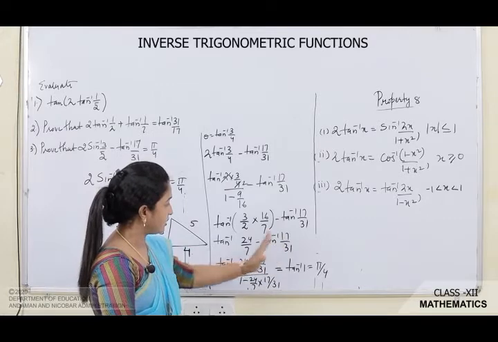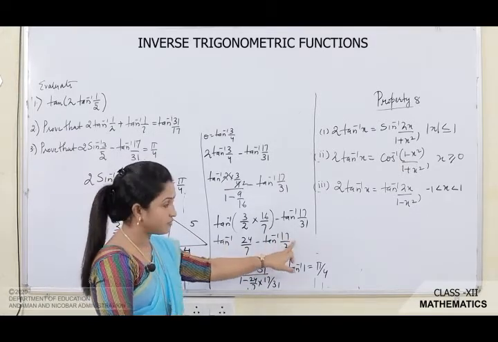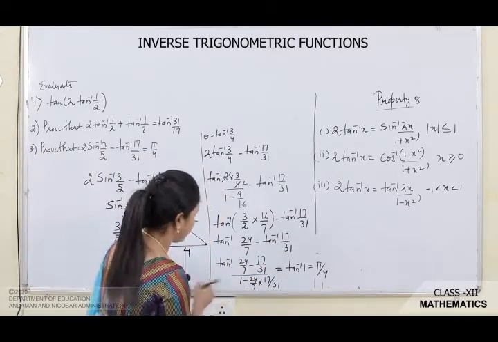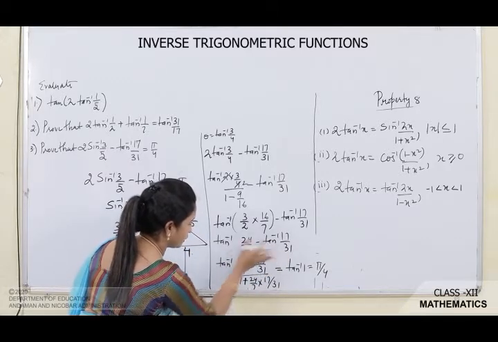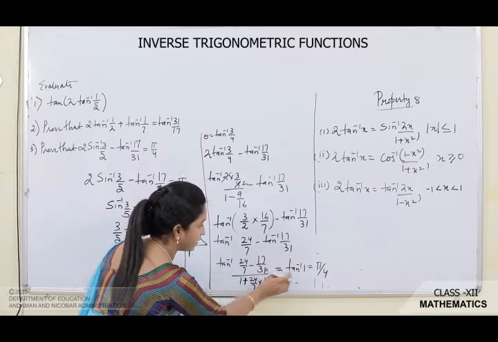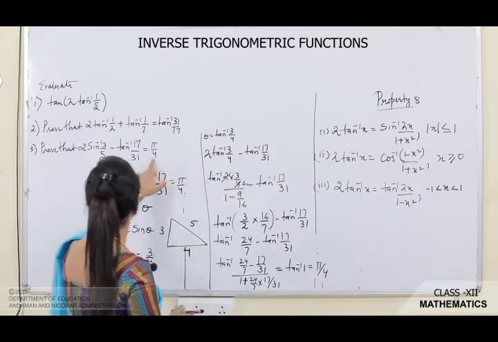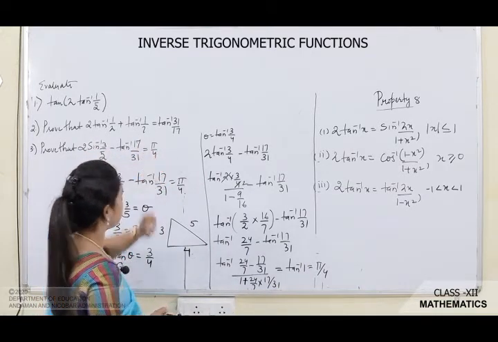Now apply the property number 7 here, that is tan inverse x minus tan inverse y. The formula for tan inverse x minus tan inverse y is tan inverse of x minus y by 1 plus xy. When you simplify it, you are going to get tan inverse 1, and that is nothing but π/4. So we have proved that 2 sin inverse 3/5 minus tan inverse 17/31 is equal to π/4.